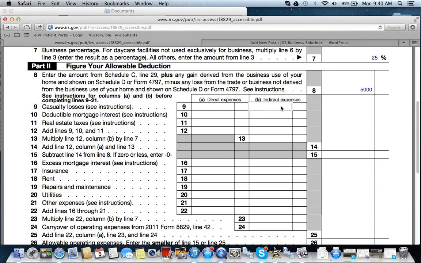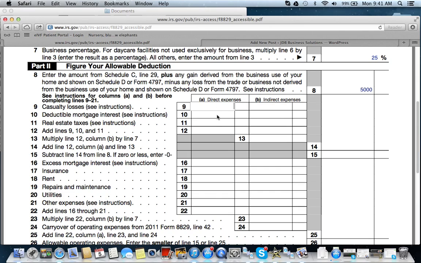So you want to make sure it's done right, because they're going to look at it. Okay? So we're going to look at line 9 here. It's called casualty losses. So this is anything that was destroyed by like fire or theft, anything like that. So if your entire house burnt down, the costs that you had minus what the insurance gave you back would be an indirect expense. If just your office burnt down, the same thing would apply in a direct expense.